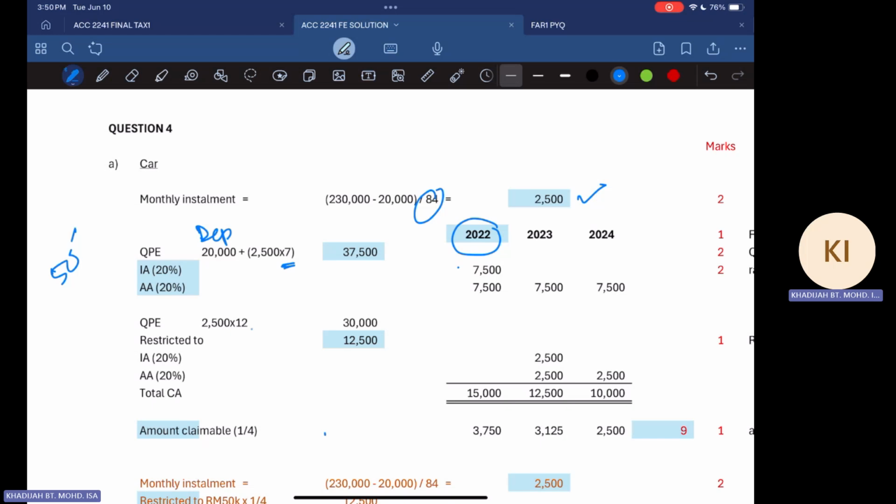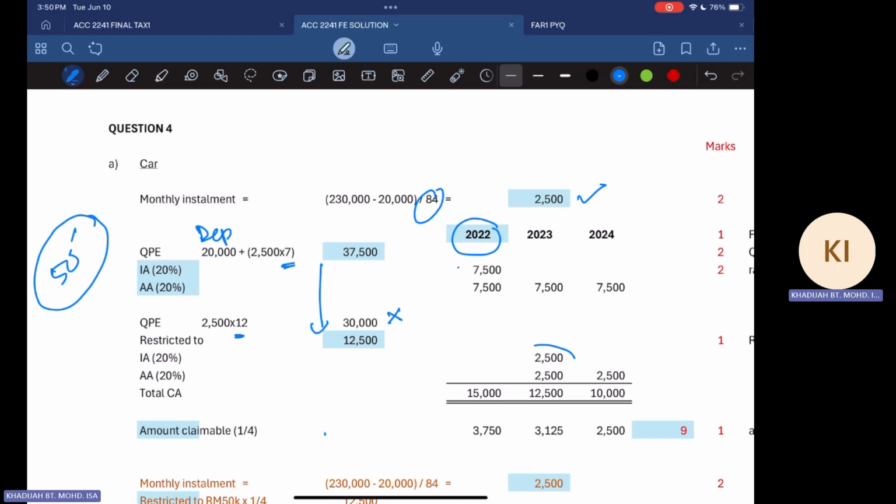But in the second year, you only paid 12 months. So 12 months total is 30,000. However, remember, because we have a restriction of 50,000, because it's a passenger car costing 230,000, we can only claim 50,000. So first year you have claimed 37,500, even though you incurred 30,000, but this one you cannot claim. You can only claim the balance of 12,500. So 12,500 is your qualifying expenditure for YA 2023.